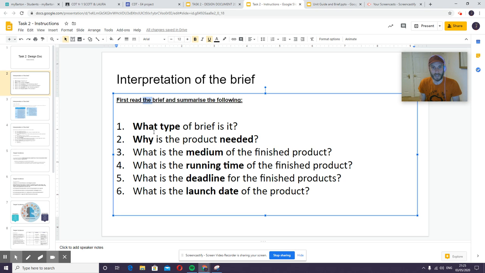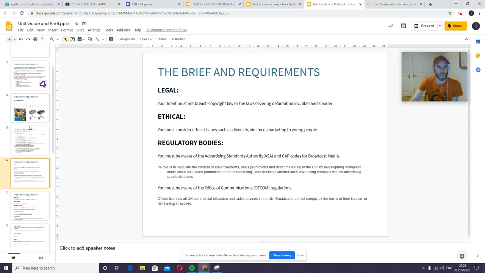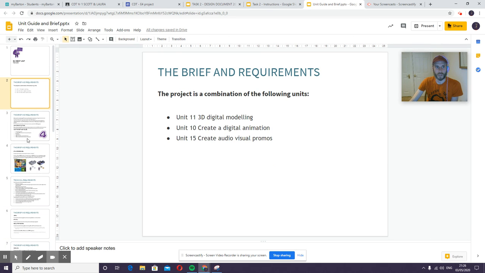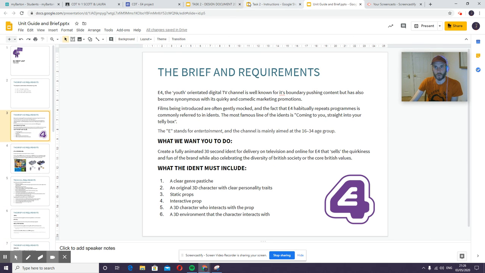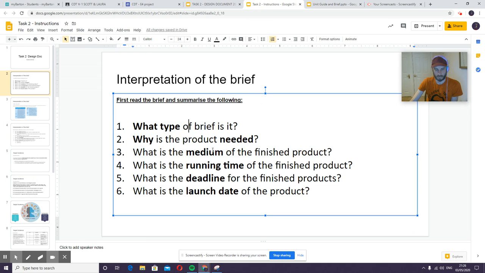Okay, what is the running time? What is the deadline? And what is the launch date? Now, these things are a little bit woolly because of our current situation with the college closure, etc. But there is some information on the unit guide. So these questions here you can answer just by reading the unit guide, just by reading the brief and the requirements. Okay, so I want you to answer them in sentences.